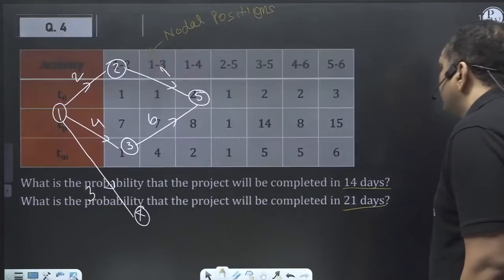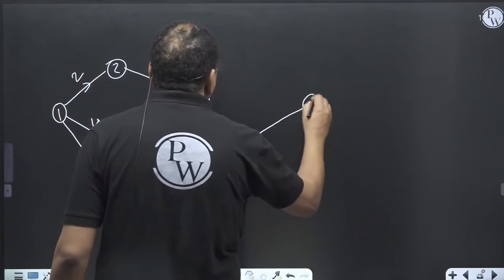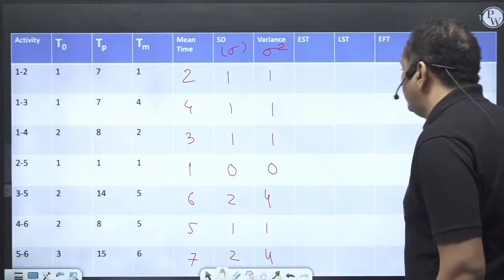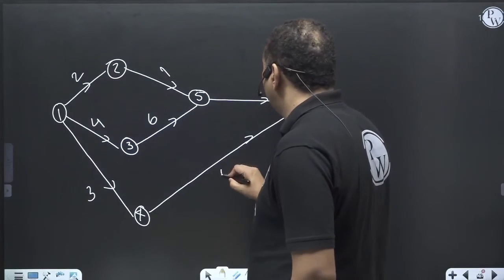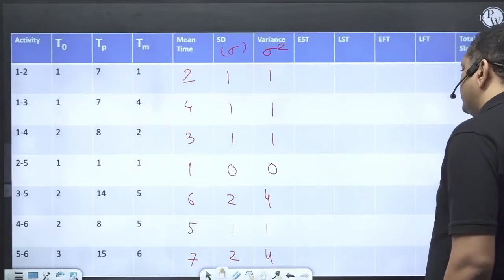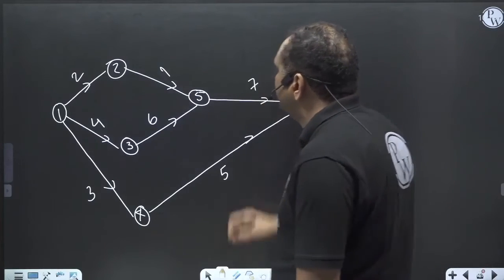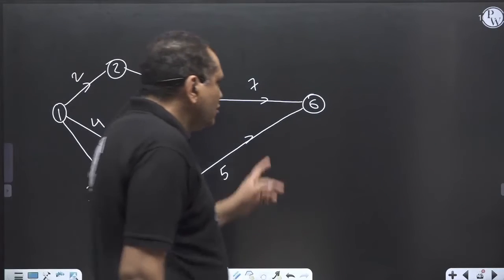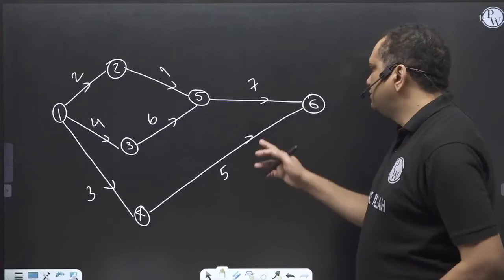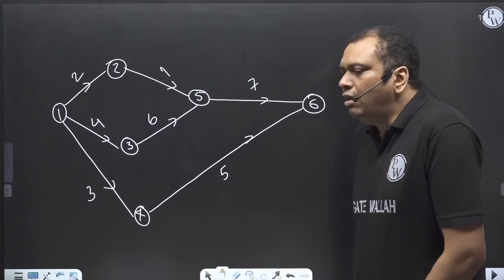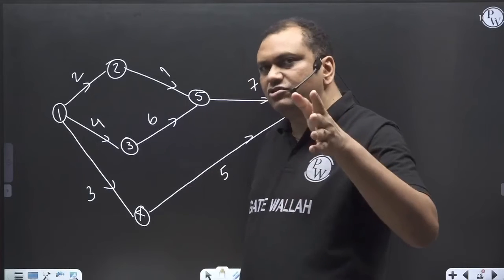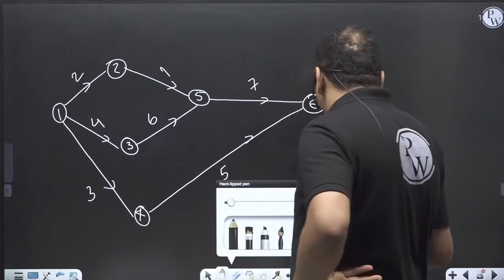4 to 6, and 5 to 6. 4 to 6 is 5 units, and 5 to 6 is 7 units. This is the precedence diagram. Please check whether everything is okay. So in PERT, these times are the mean times. The rest of the calculation procedure remains similar to CPM.